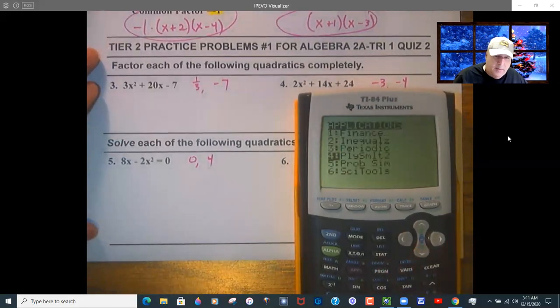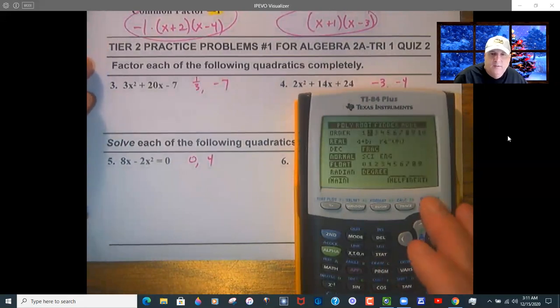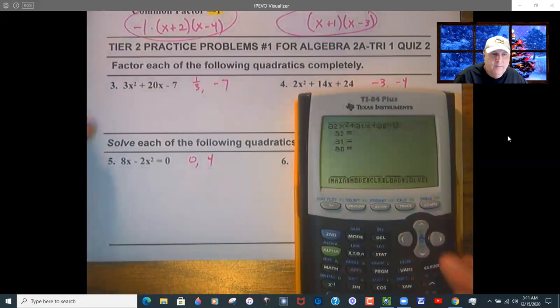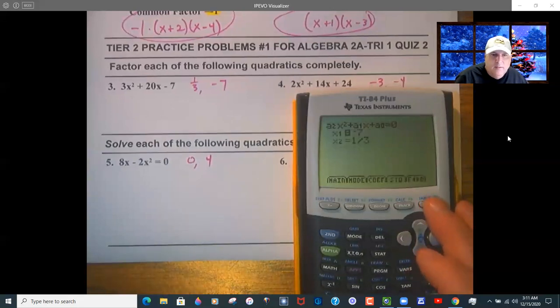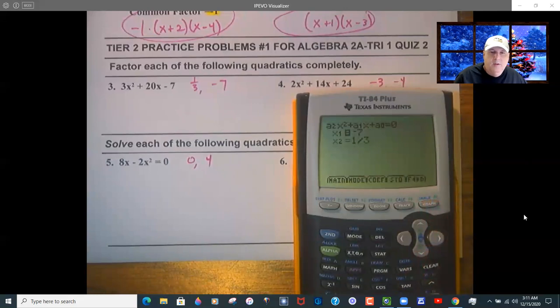Using the PolySimult app, which does one of two things. It gets polynomial roots and it solves systems of linear equations, I should say. So 3, 20, and -7. And then there it is, -7 and 1/3.